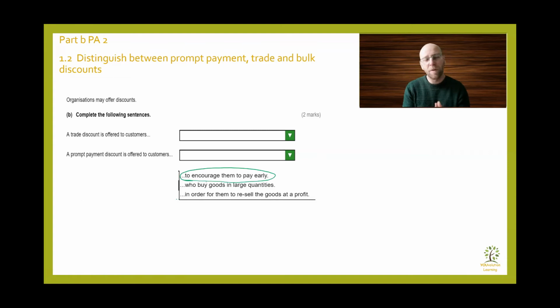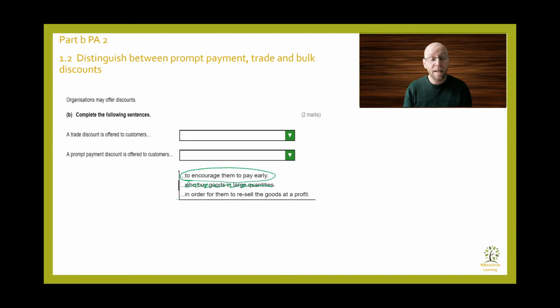Now the next option that we've got available to us is who buys goods in large quantities. Now, when we look at the other 2 discounts that we've got available, we've got trade and bulk discounts. The only one that we offer when customers buy in large quantities is bulk discount, because bulk just means large quantities. So the second one, we can completely discount who buys goods in large quantities, because we're not being asked about bulk discount here. We're only being asked about trade and prompt payment discounts. So we've already selected the prompt payment discount one.